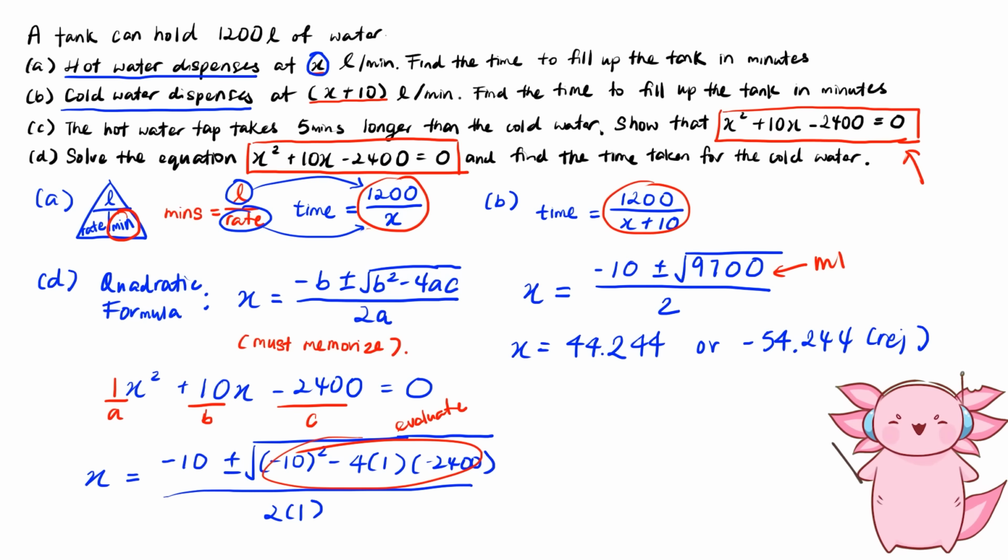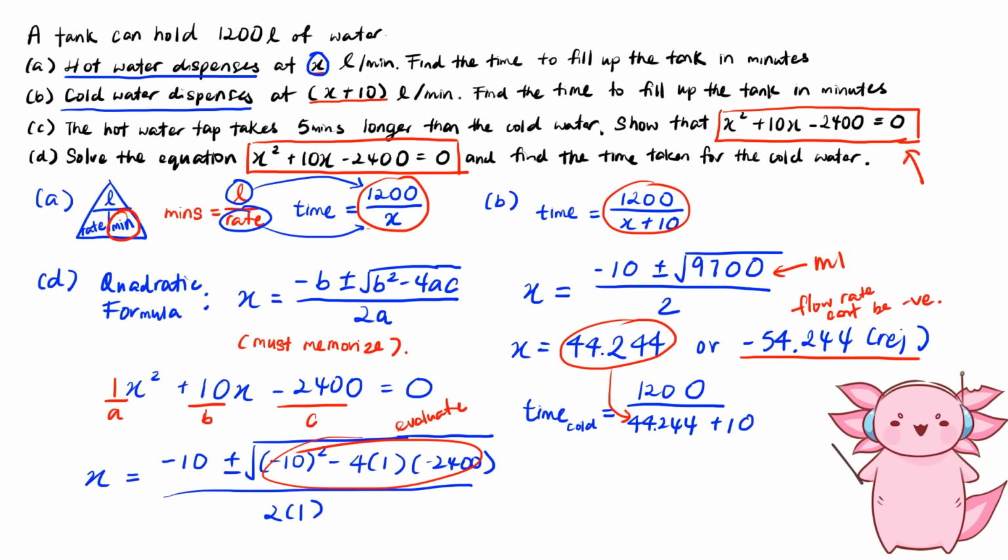And we kind of have to reject this value here because the flow rate can't be negative. Finally, we can just use this x value and we can get the final answer of 22.1 minutes.